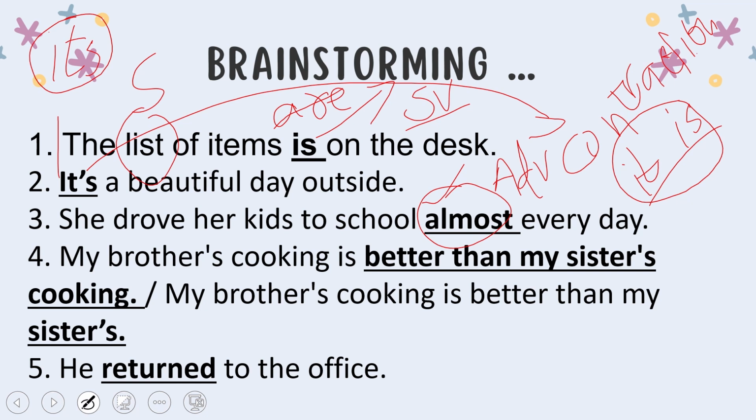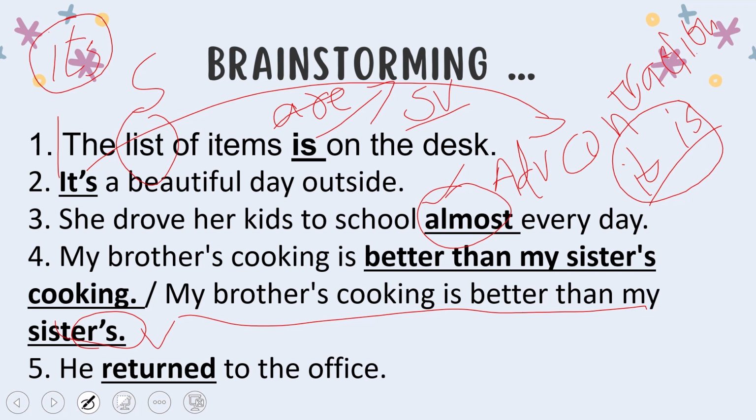Next up: my brother's cooking is better than my sister's cooking. That's right. Or another way to say it is: my brother's cooking is better than my sister's. We have to use a possessive here.